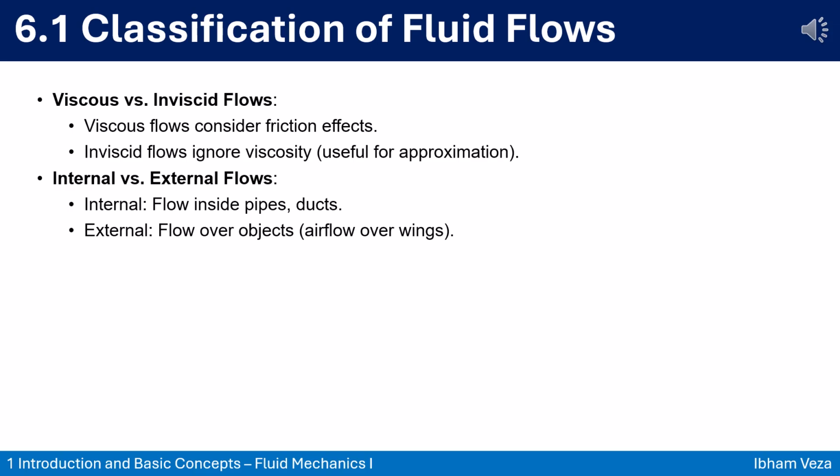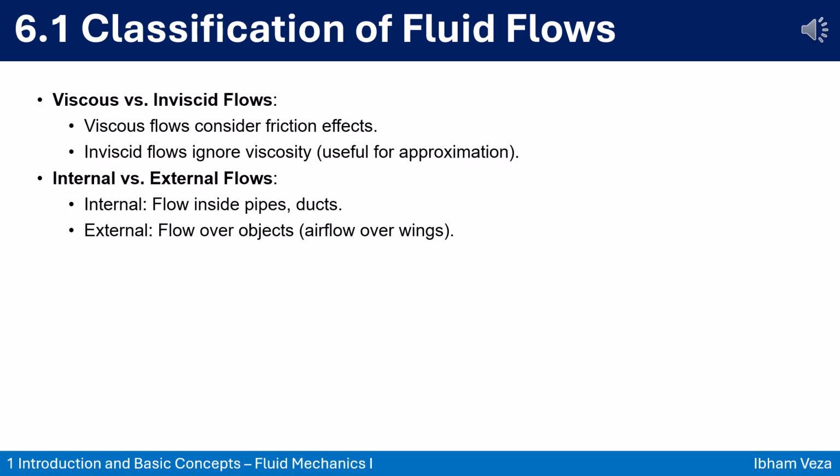6.1. Classification of fluid flows. Classifying fluid flows helps you pick the right tools for analysis. First, there's viscous versus inviscid flows. Viscous flows happen in real life, think honey or oil, where friction slows things down. Inviscid flows are a shortcut for simpler calculations where we pretend there's no viscosity, handy when friction doesn't change the big picture.